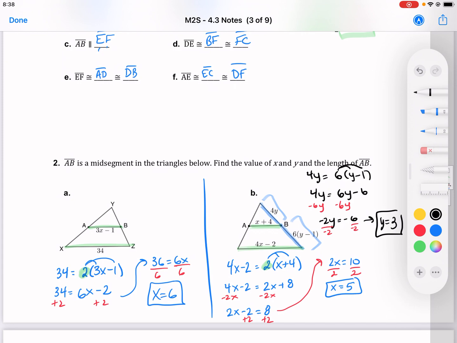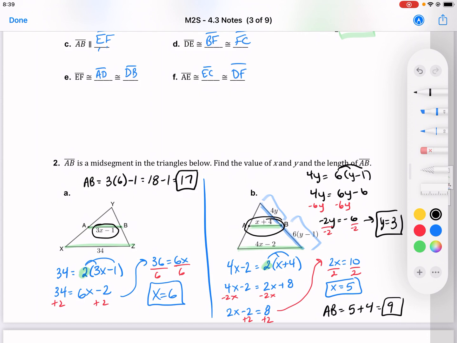Now, for both of these, I just noticed it also told us to find the length of AB. In this case, AB is the 3x minus 1. The way you find that is you plug the x into the equation, and then you just solve. So 3 times 6 is 18. So this is 18 minus 1, or 17. Same idea right here. AB would equal x plus 4, and x is 5, so it's going to be 5 plus 4, which is 9. So there are 3 answers for that one.